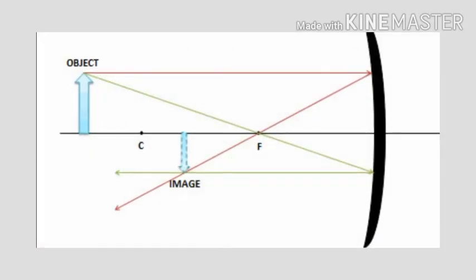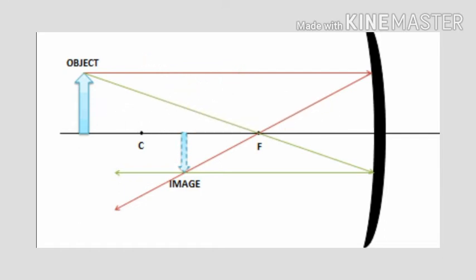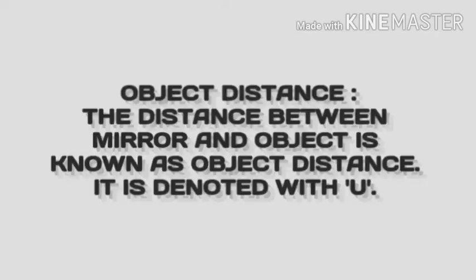The distance from the mirror is always measured from the pole of that mirror. A mirror is a curved surface, and its center point or midpoint is known as the pole. From that pole, we consider the object distance. And usually this object distance is represented with the small letter u.